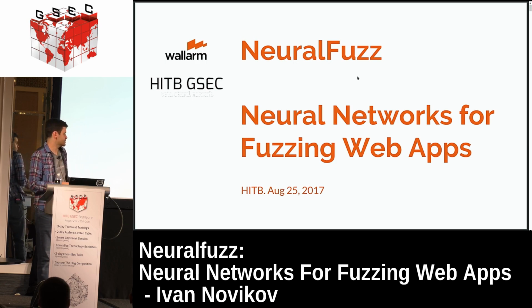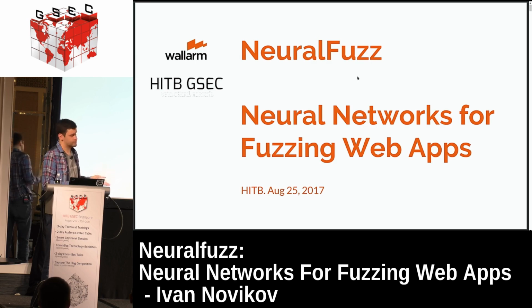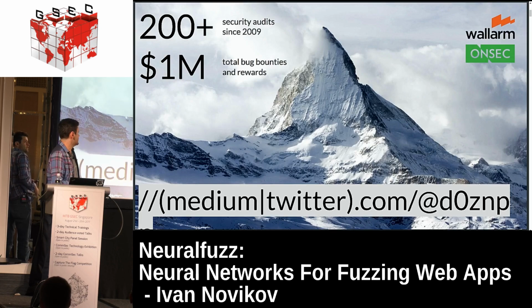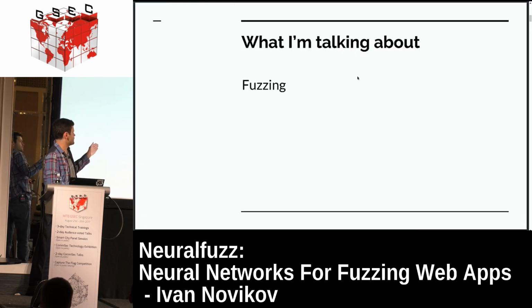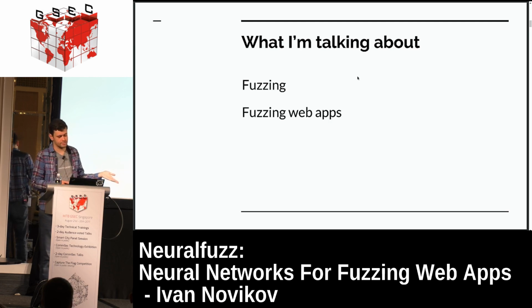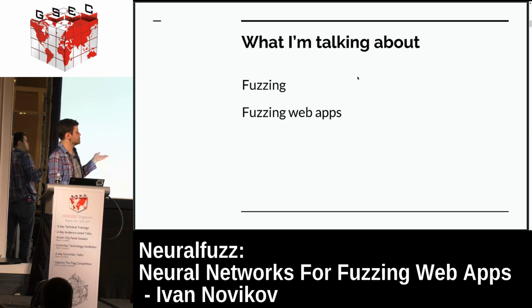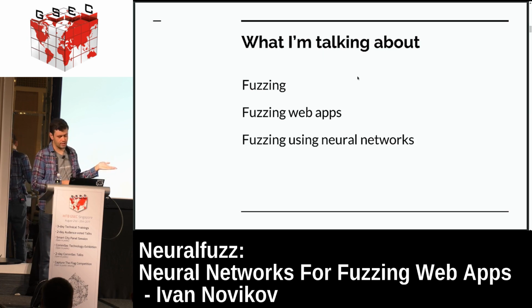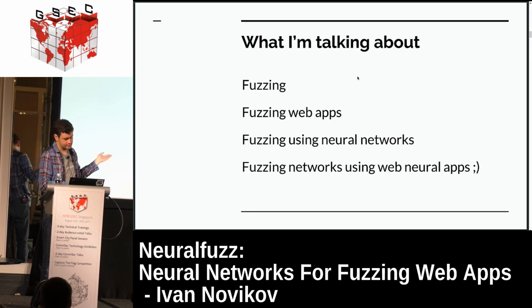I tried to apply machine learning, technically neural networks, to generate payloads here, and to explain what fuzzing of web apps is, and what is the difference between fuzzing binaries, for example, and web apps, what is the same, what is different, how to apply neural networks to fuzzing, how to do fuzzing using neural networks, and some combination of these things: fuzzing web apps using neural networks.